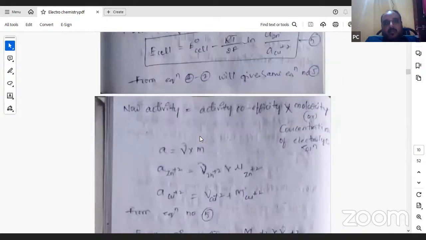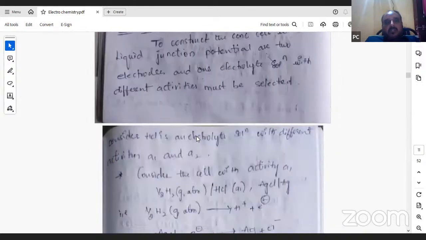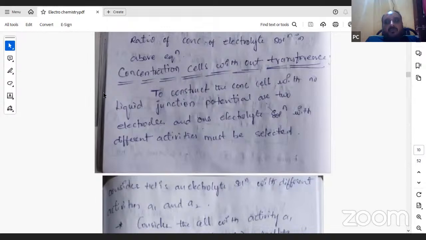Okay, sir. Right. So now one more concept will be there. That is concentration cells without transference. Right. So concentration cells without transference. What are the concentration cells?